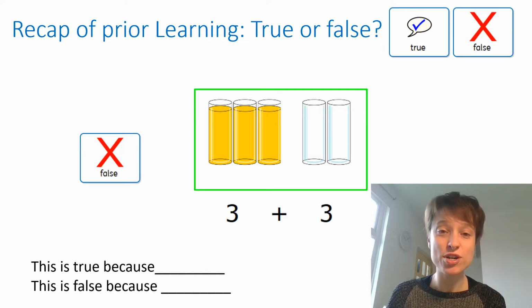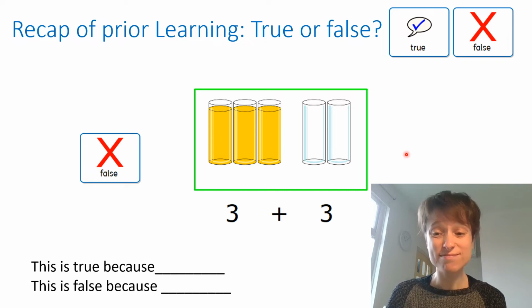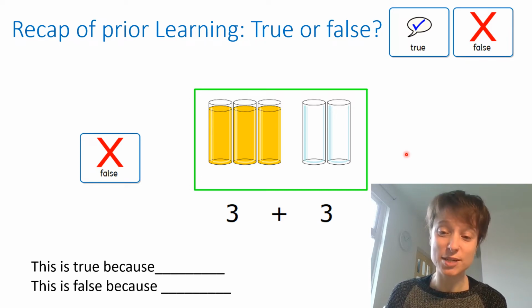Now I'm going to share my reasoning with you. So this is false because I can see 3 full glasses and I can see 2 empty glasses. So I know that the right expression should be 3 plus 2 or 3 add 2. Or I could use another expression to match the picture. I could say 2 plus 3, couldn't I? Or 2 add 3.